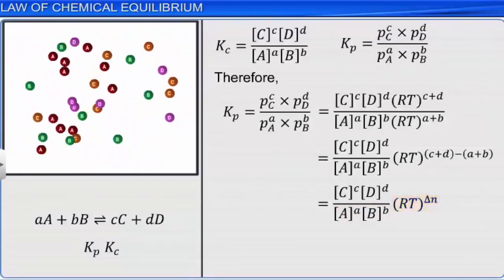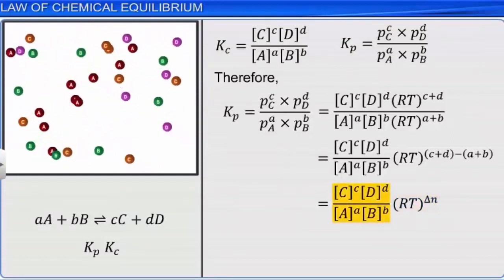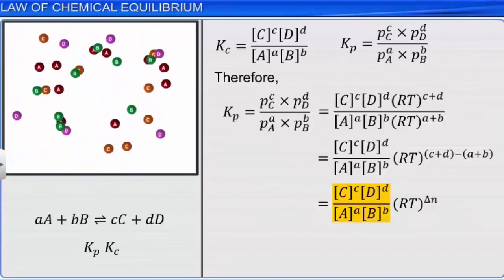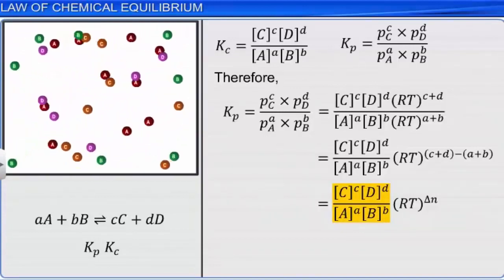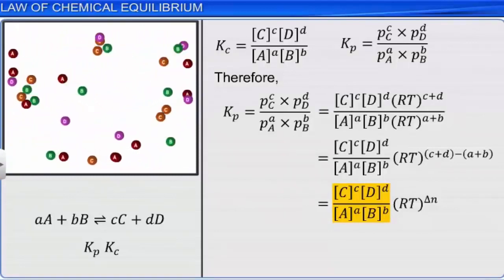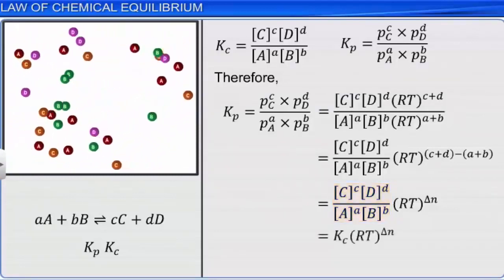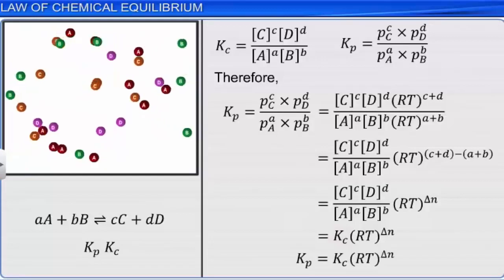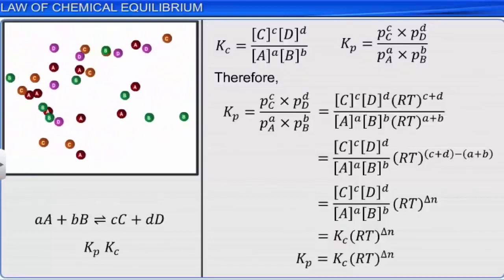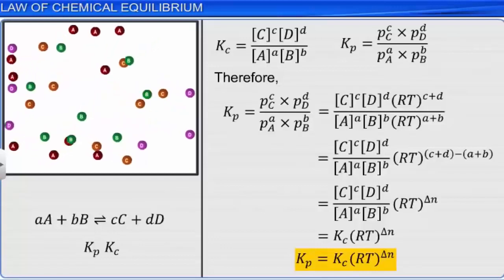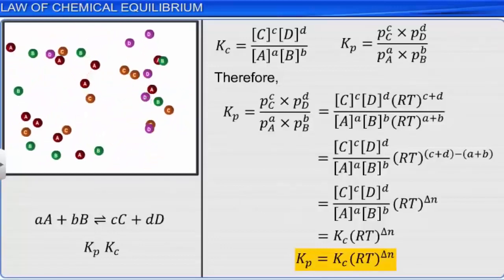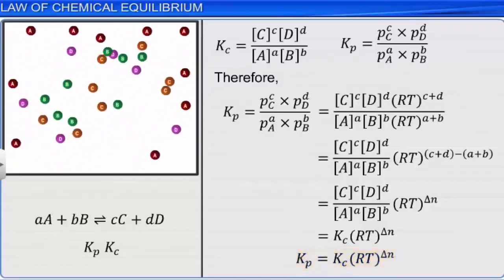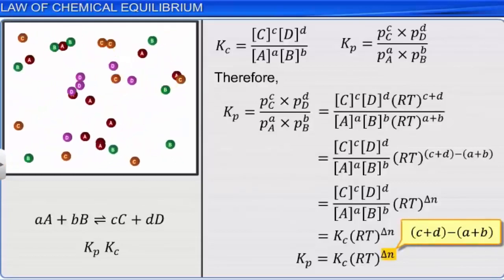Since the product of the concentration of C raised to the power of c and the concentration of D raised to the power of d divided by the concentration of A raised to the power of a and the concentration of B raised to the power of b is equal to the equilibrium constant Kc, this can be written as Kp is equal to Kc multiplied by the product of R and T raised to the power of delta n, where delta n is equal to the number of moles of gaseous products minus the number of moles of gaseous reactants.